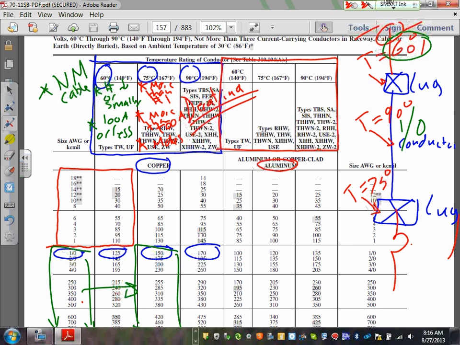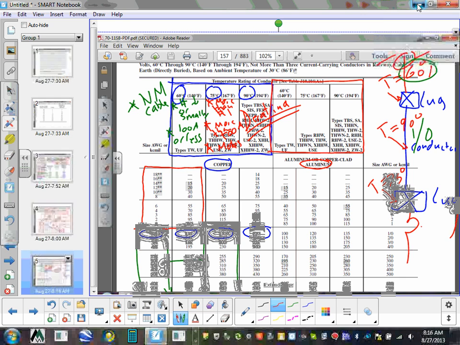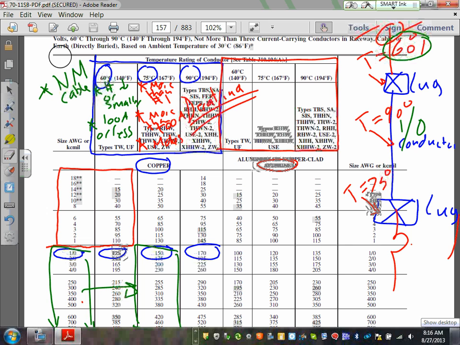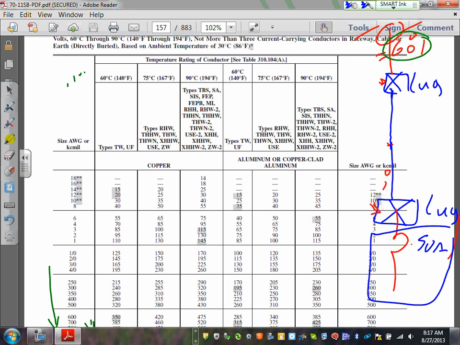So let me take a snapshot of this. Okay, now let's take a couple of examples. I have my lugs and my conductors and my temperatures. I would like you guys to size the following for me. You have no idea what the lugs are, and I have a 50 amp panel. What size conductor? We're using NM cable. Size a conductor for 50 amps for NM cable. What would you use?